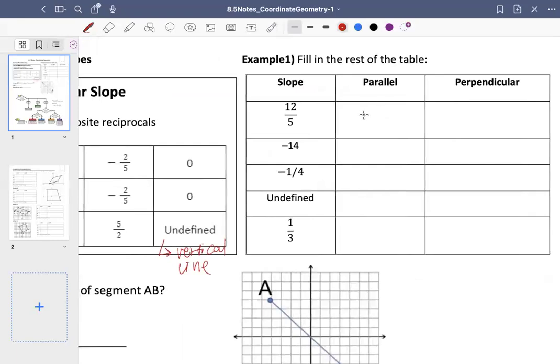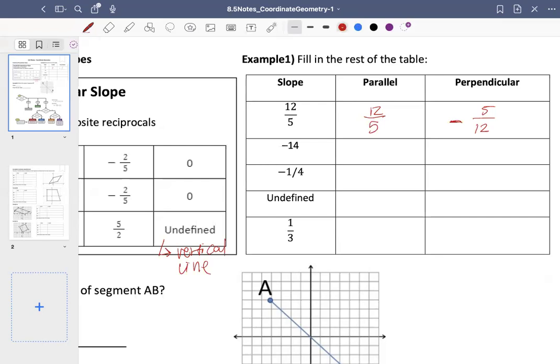So if we start with 12/5 as our original slope, we want a parallel slope. We just write the same number again, 12/5. Perpendicular, opposite reciprocal. So I want the opposite sign, which is negative, and then I'm going to take the reciprocal, flip-flop numerator, denominator. It's 5 over 12. So negative 5/12 is the perpendicular slope to 12 over 5.